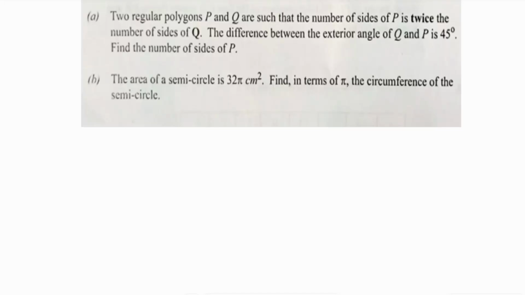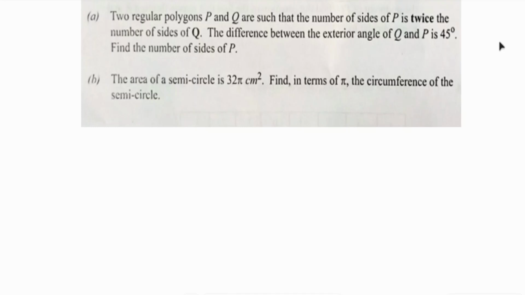Let's quickly take this question. The A part says that two regular polygons P and Q are such that the number of sides of P is twice the number of sides of Q. The difference between the exterior angle of Q and P is 45 degrees. Find the number of sides of P.